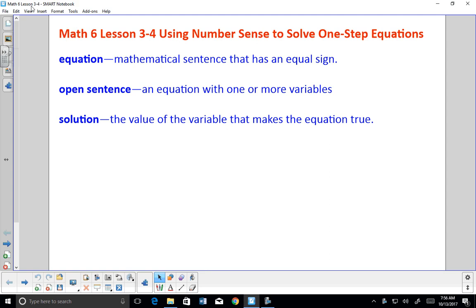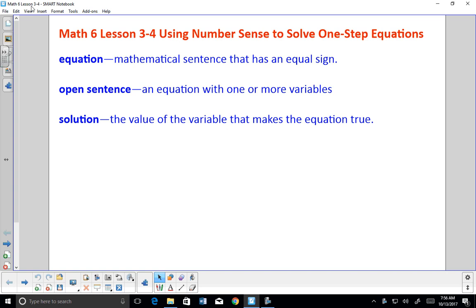This is Math 6, Lesson 3-4, using number sense to solve one-step equations. Now yesterday, or the last lesson, we talked about expressions. Now we're going to talk about equations. An equation in math is like a complete sentence in English.